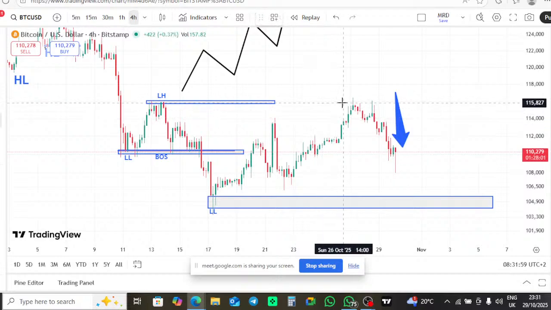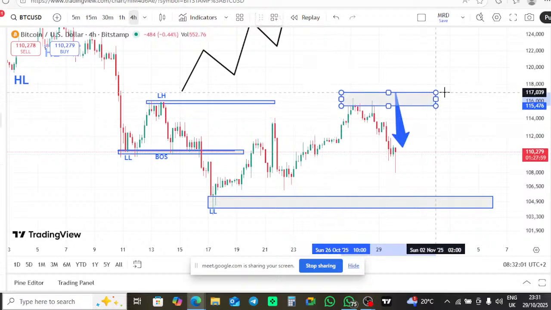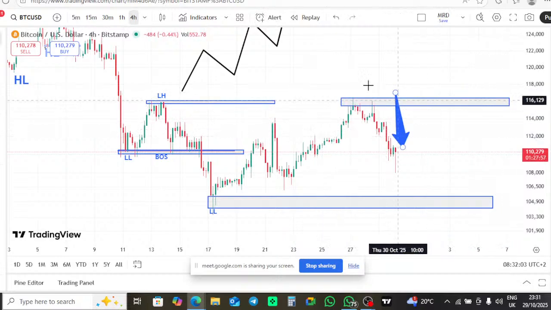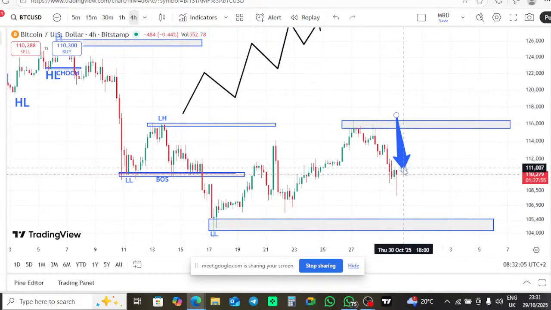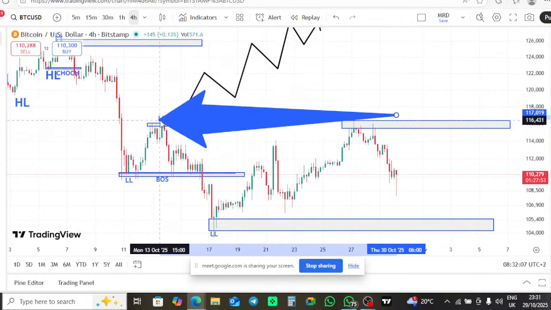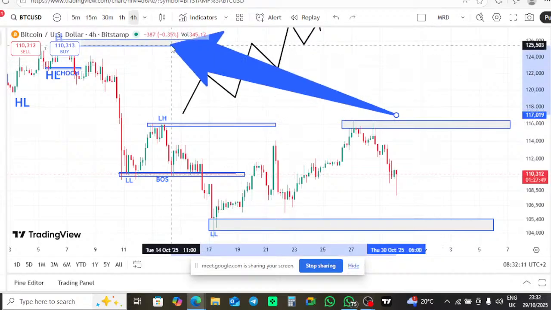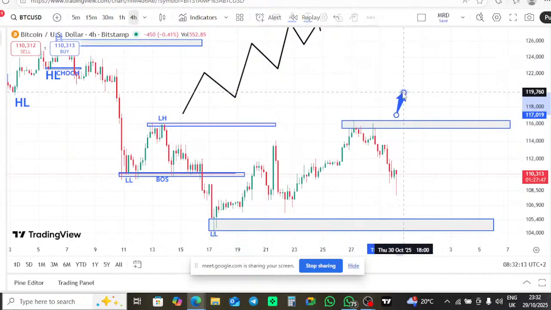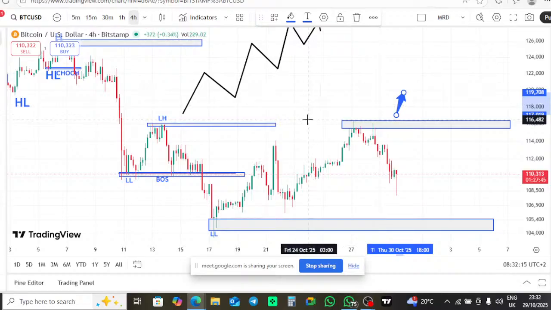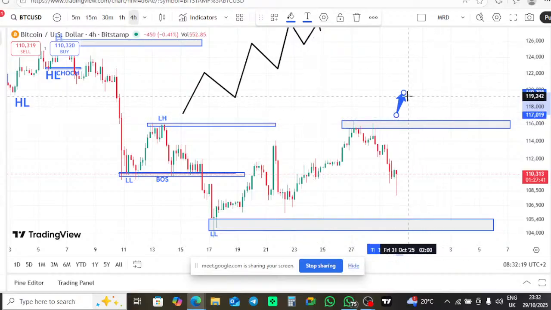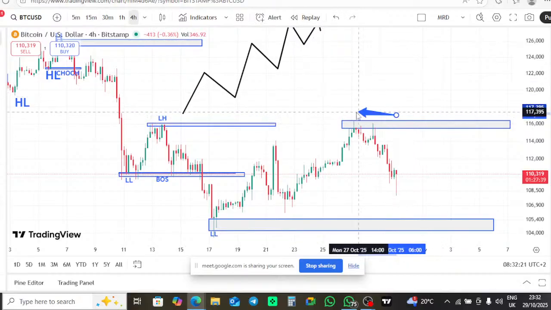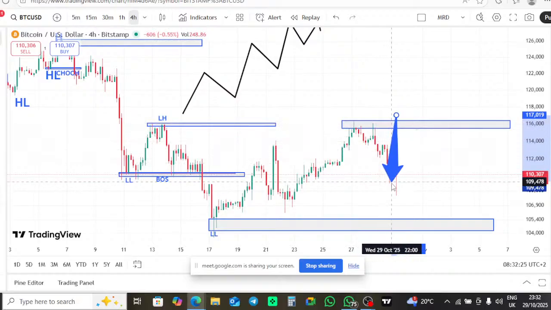Therefore, this is our current resistance. Here we have a resistance. Again here we have a resistance. Again here up we have a resistance. Therefore, you can have as many resistances as possible, because the market has resisted this area. Therefore, it has dropped.